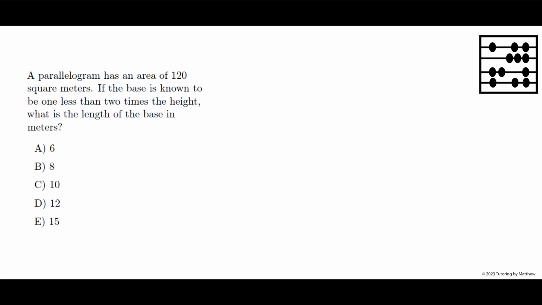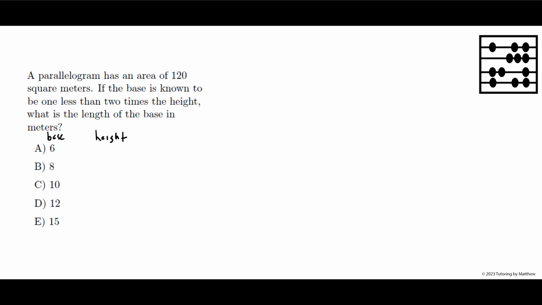A parallelogram has an area of 120 square meters. If the base is known to be 1 less than 2 times the height, what is the length of the base in meters? So we're going to use the table method, and we're going to look at the answers here, and they're given as the base, which means you need another column for the height.